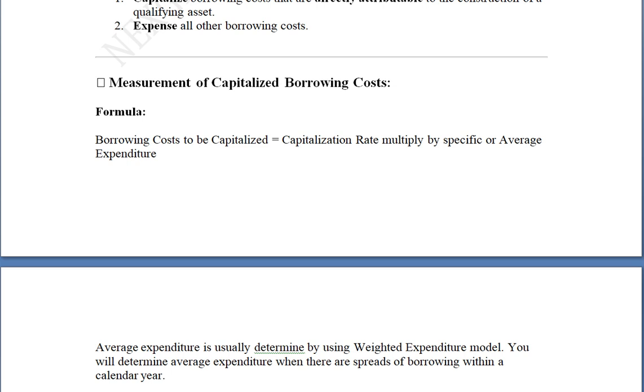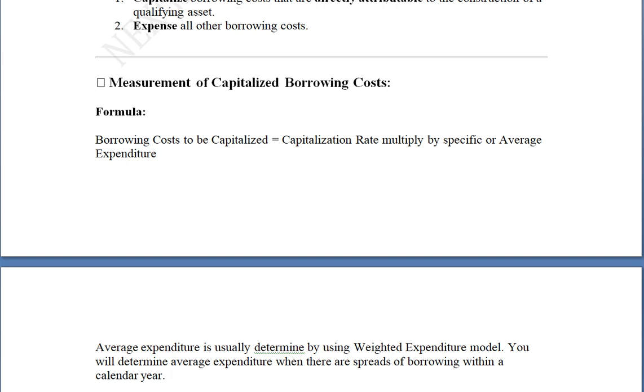So it's very simple. The capitalization rate can be the direct interest rate when it comes to specific borrowing, or the general interest rate when it comes to general borrowing, which is not directly for the construction or production of the qualifying asset. So whenever there is a direct borrowing, just use the interest rate. And whenever there is a general borrowing, you are going to determine the weighted average of the expenditure that is being incurred.